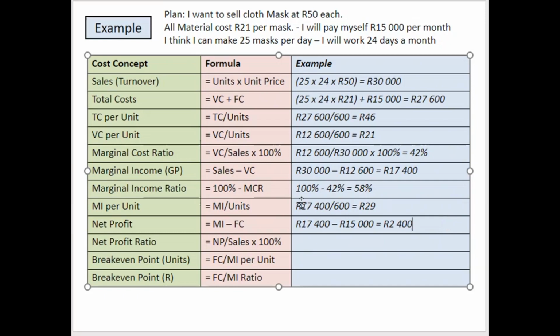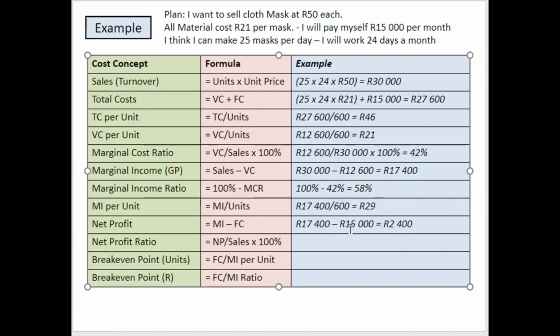Okay, but now in this case, there is a profit of 2,400. So you can now say, this 2,400, I might put this aside every month so that in 3 months I can buy myself a new sewing machine, so that I can produce more masks, so I can sell more and work less, so that I actually don't have to work 24 days a month. That's a lot of days a month to work.